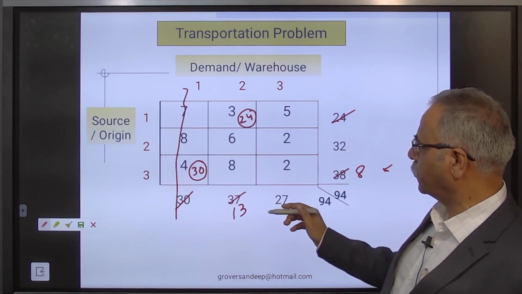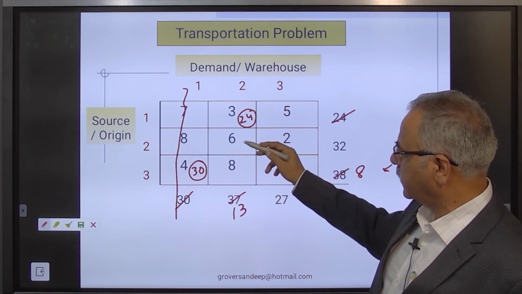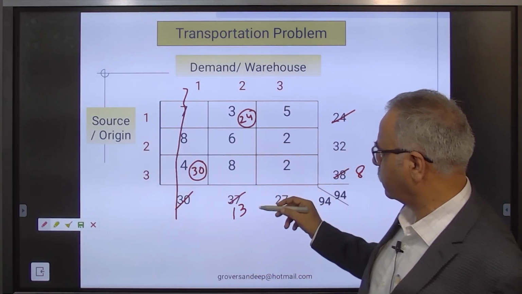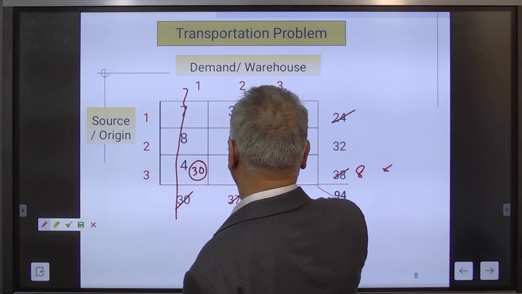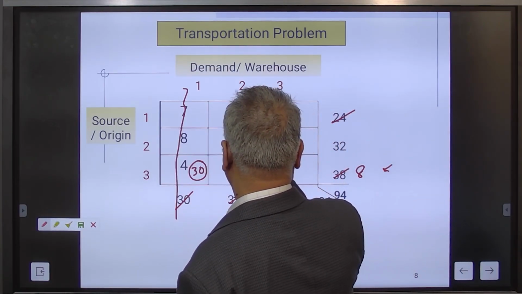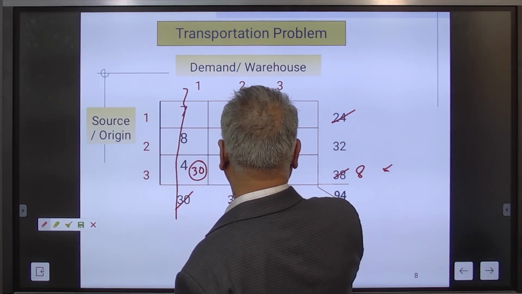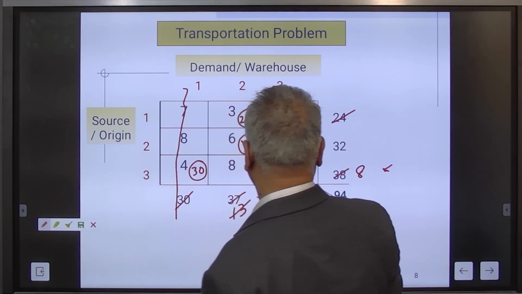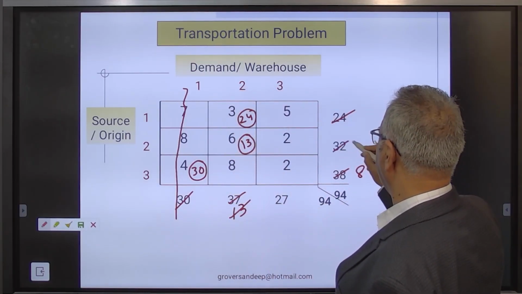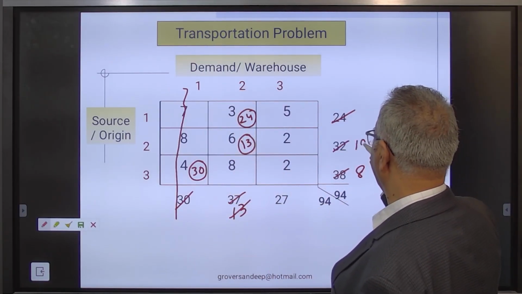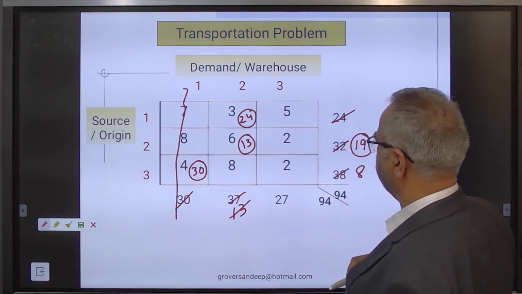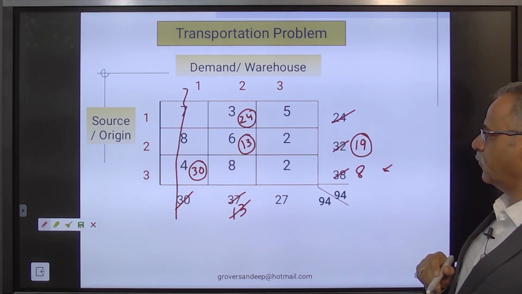So, you move to, you need to see that the next higher cost is 6. So, the maximum allocation that you can make here is 13. Okay. So, when you make an allocation of 13, this is exhausted, okay, and here you are left with the 19 units, fine.